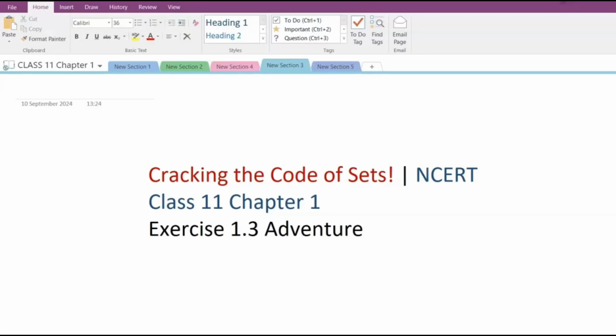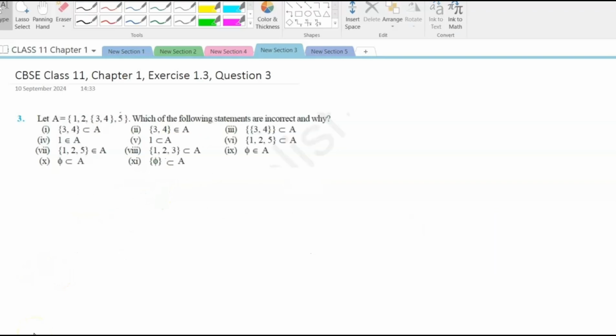In this video, we are continuing with part 2 of our exercise 1.3 adventure. If you have not watched part 1 yet, I recommend watching that first to get a solid understanding of the initial concepts. So today we will be solving the remaining questions and further deepening our knowledge of subsets. So let's get started. Let's solve the third question.